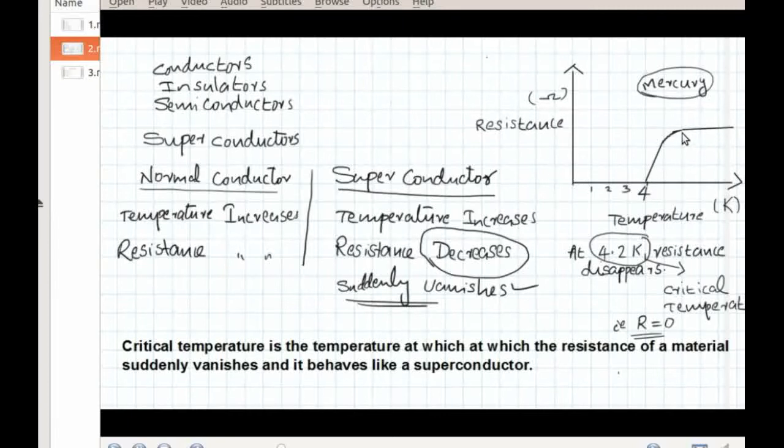Up to this point the resistance is present, right? It is almost a constant anyway, but when the temperature becomes 4.2 Kelvin, suddenly the resistance vanishes, or resistance becomes 0. And from 4.2 Kelvin onwards, this mercury will behave as a superconductor.